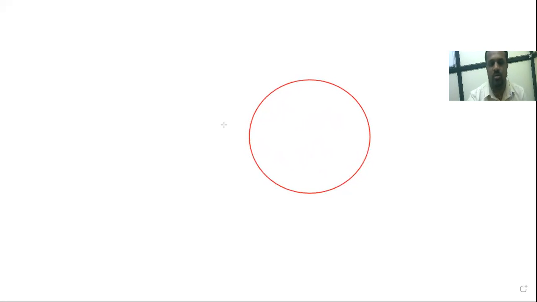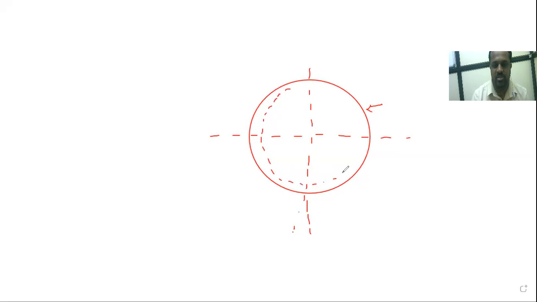Then we have to draw the center point or center line. Simple. Here we have to draw the center line. This is the topmost portion of your teeth. Then we have to draw the dotted circle. This dotted circle indicates the pitch circle of your gear. This is what we can call the pitch circle.